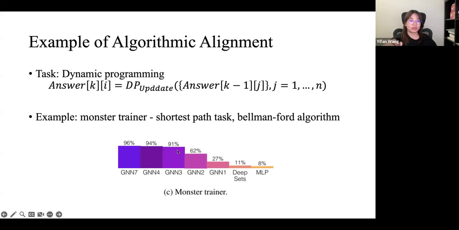For example, the paper states that the Bellman-Ford algorithm needs 7 iterations, but graph neural networks only need 4 iterations. And within the 4 iterations, it will have almost identical test accuracy as the Bellman-Ford algorithm with 7 iterations. This can also be explained through algorithm alignment, because the graph neural network aligns with an optimized version of the Bellman-Ford algorithm.